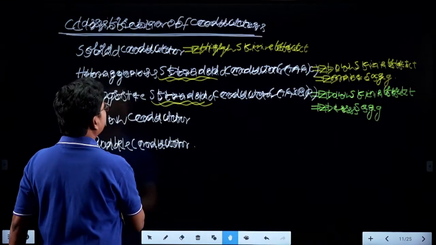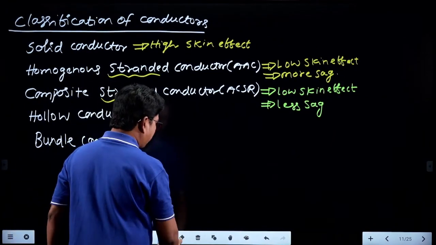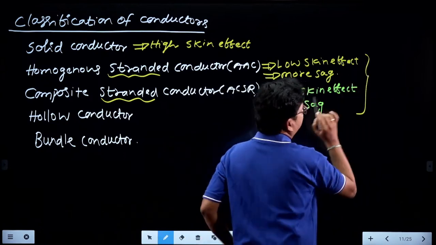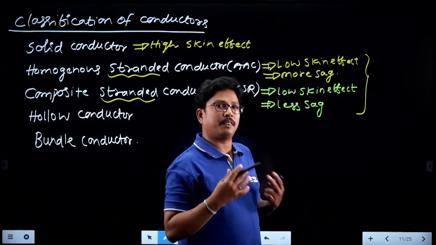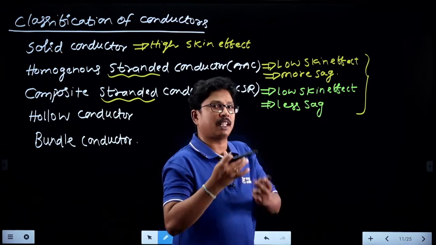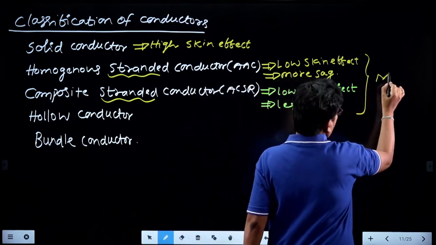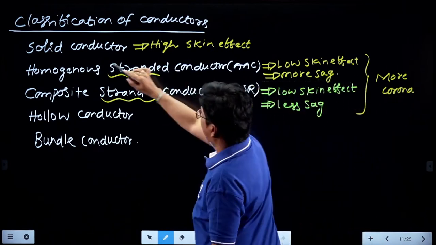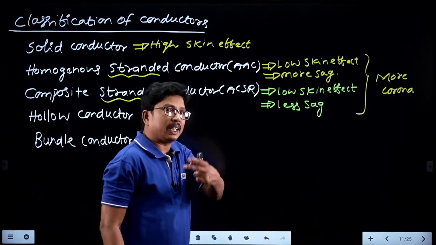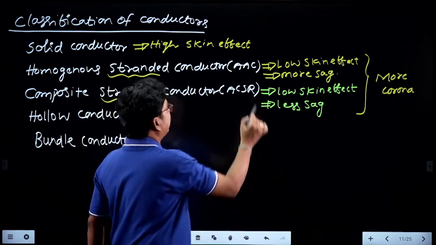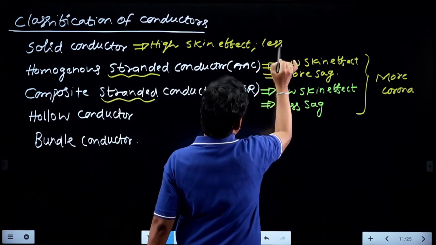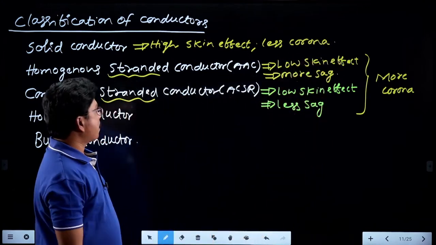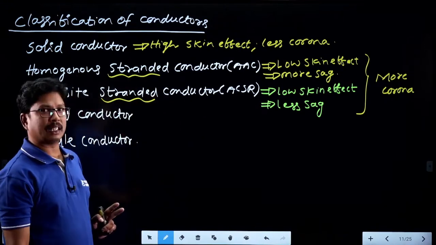And as these are stranded, these two conductors' surface is not smooth. Because of the non-uniform, rough surface, they have more corona formation. Whereas on the solid conductor, the surface is very smooth. Because of the smooth surface, it has less corona. Clear, right?